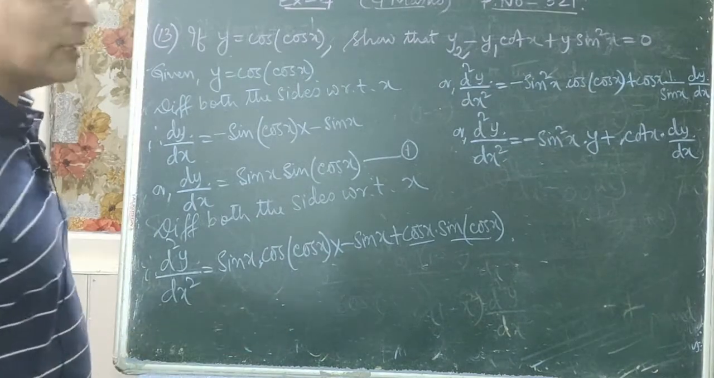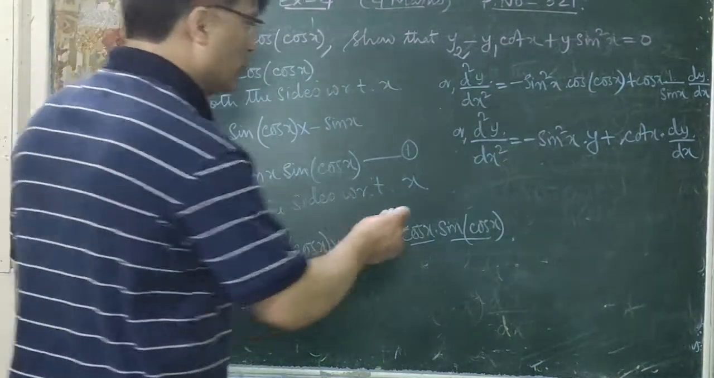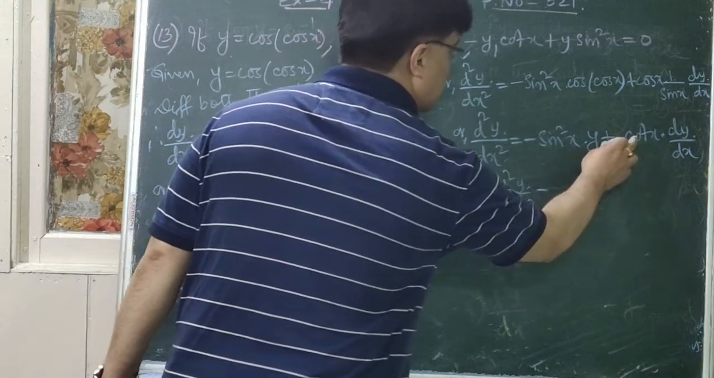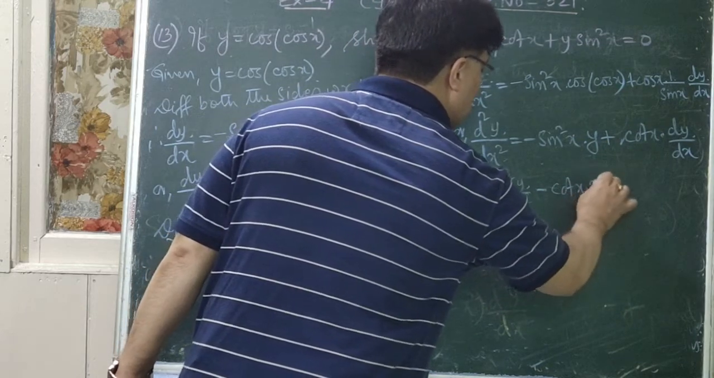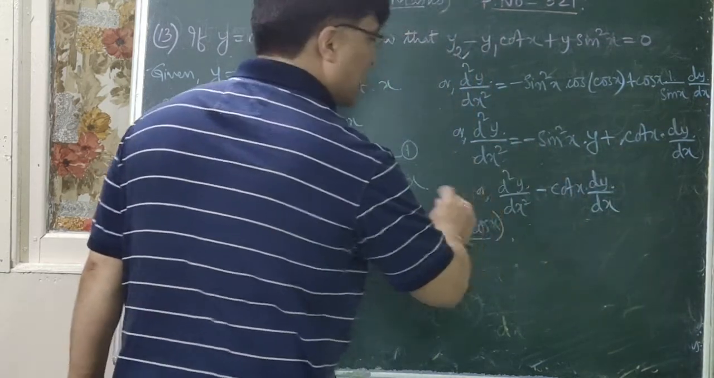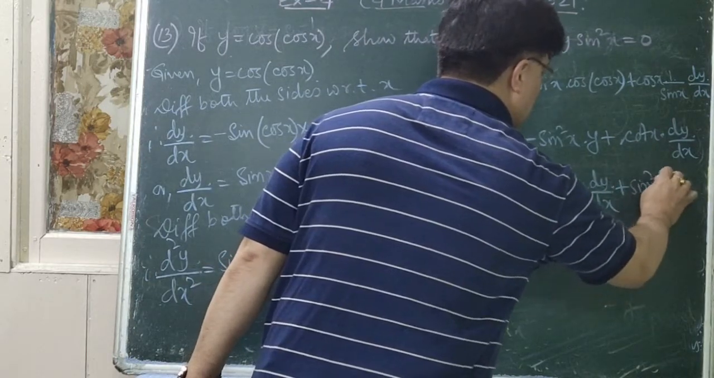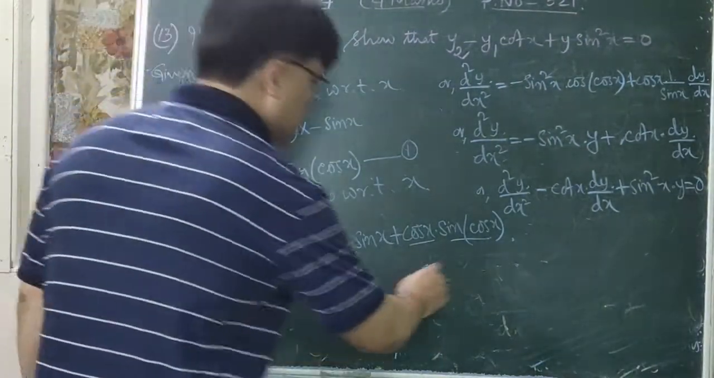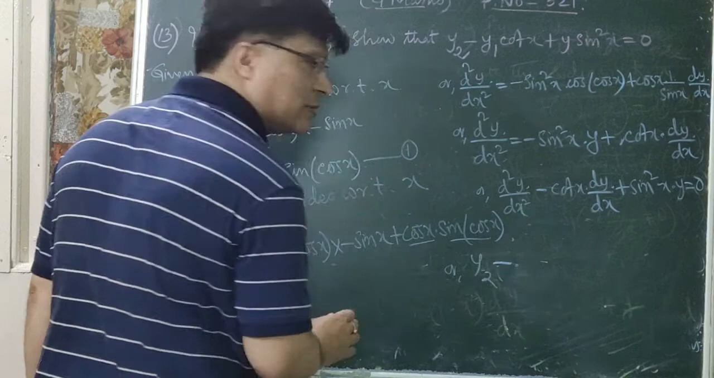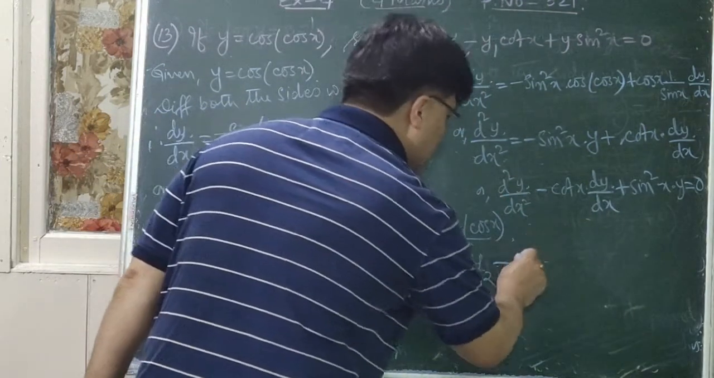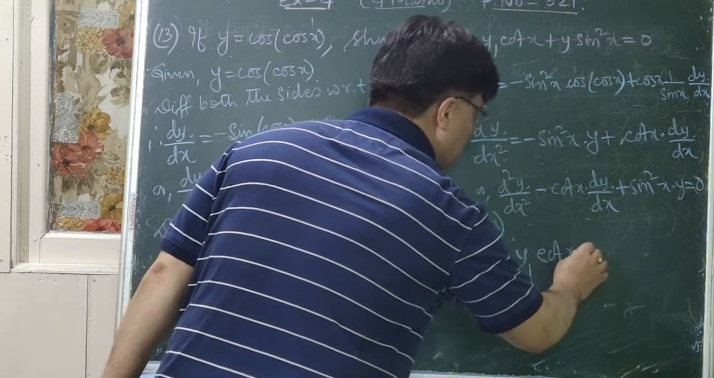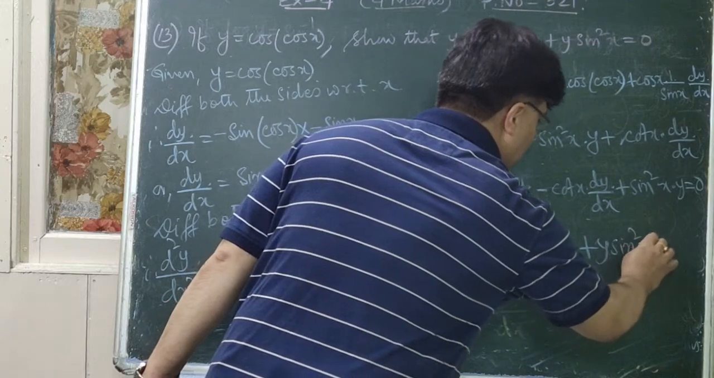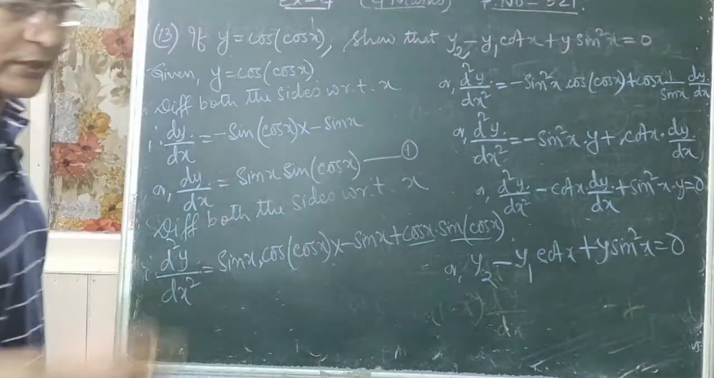Now take all the terms to the left hand side to make right hand side 0. So it is d2y by dx square minus this cot x dy by dx becomes minus on the left hand side, and this minus sign becomes plus sin square x into y, which is equal to 0. So you can replace d2y by dx square by y2 minus, what is dy by dx? Let us write it first. What is dy by dx? y1 into cot x plus, let us write down first y, then write down sin square x, which is equal to 0. So it is proved.